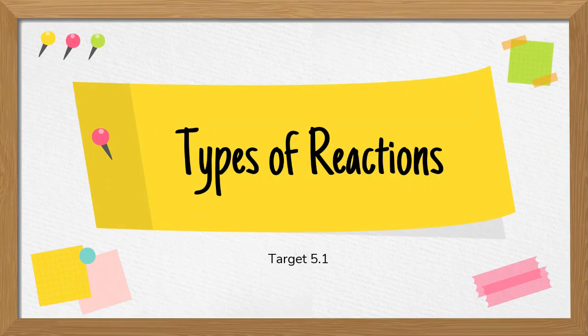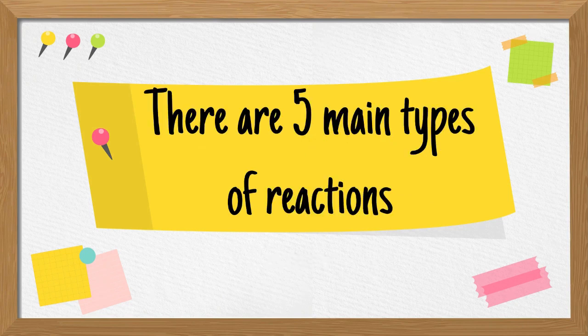In this video, we're going to talk about the types of reactions, which is target 5.1. While we're doing this video or taking these notes, you might want to have your periodic table out because we're going to have to write formulas and balance equations as we do this. So there are 5 main types of chemical reactions.